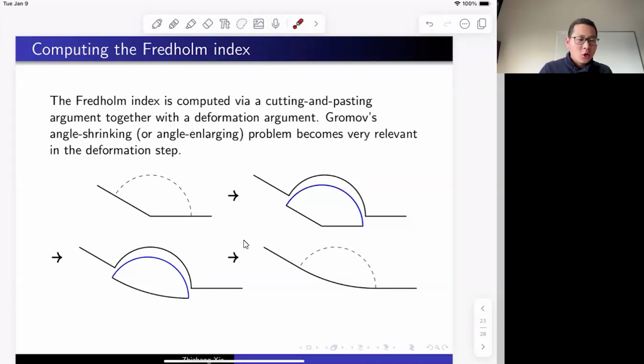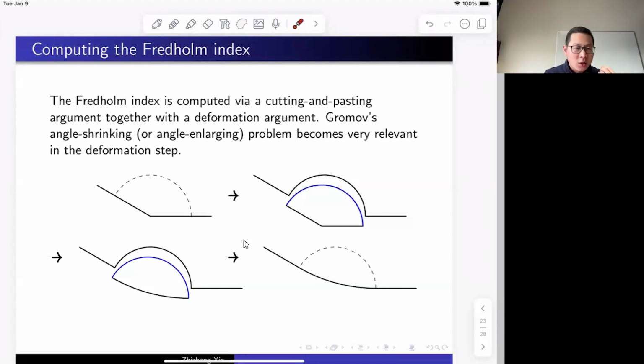Okay. So with the remaining minutes, I hope to really explain this. It's really about this index theorem. So now let's see how this angle enlarging problem comes into the computation of the index theorem. For the index computation, computing the Fredholm index, it goes like this. Here I draw a two-dimensional picture, but the strategy works in higher dimension. You just need to do it inductively for each level of singularity.